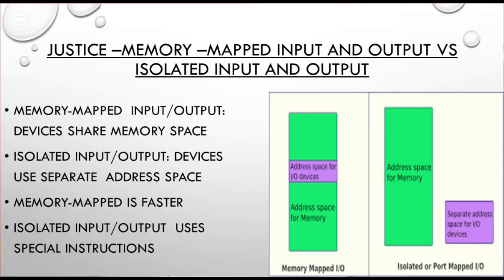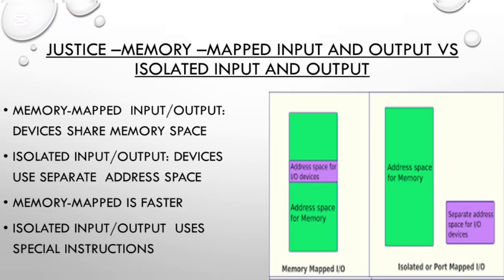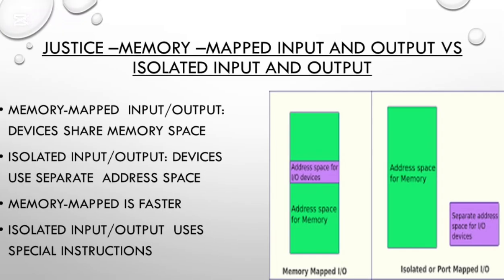So, to begin with, in memory mapped input output, the computer treats devices like the keyboard or printer the same way it treats memory, meaning both devices and memory share the same address space. So in sending and receiving data, it uses the same instructions for both. For example, imagine having one shelf for your books and your tools.